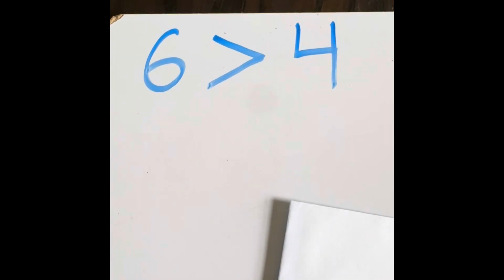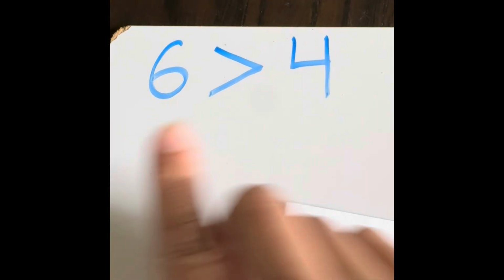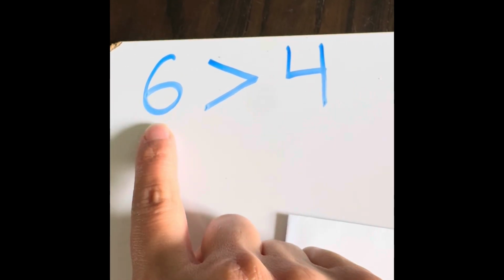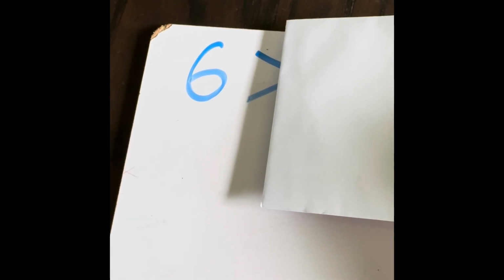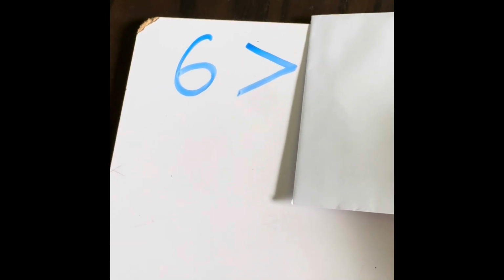First of all, let's look at these numbers. We have here 6. We read this as 6 is greater than 4. And if you put a piece of paper over the symbol and slowly move it, first of all, you see 2 points. So when we see the 2 points first, that means greater than.